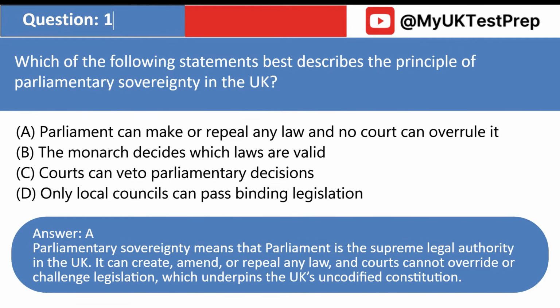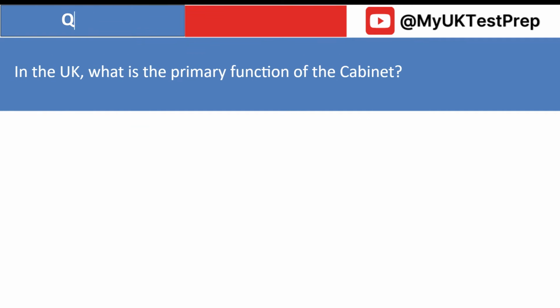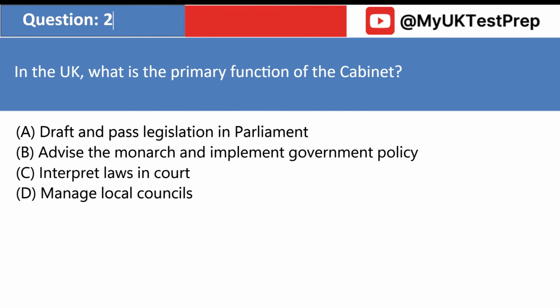It can create, amend, or repeal any law, and courts cannot override or challenge legislation, which underpins the UK's uncodified constitution. In the UK, what is the primary function of the Cabinet? A. Draft and pass legislation in Parliament. B. Advise the monarch and implement government policy. C. Interpret laws in court. D. Manage local councils. Answer: B.